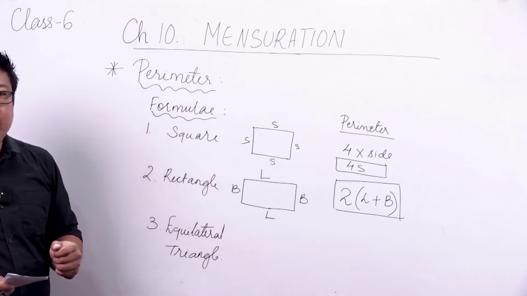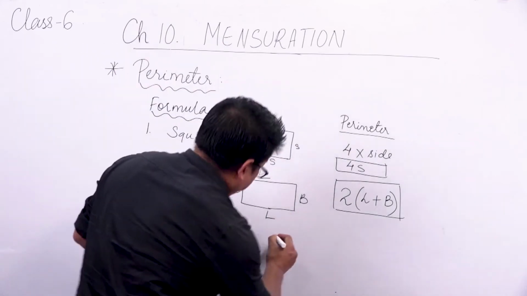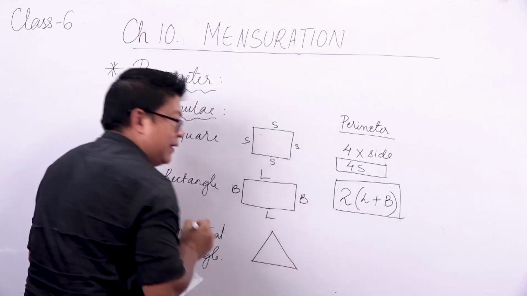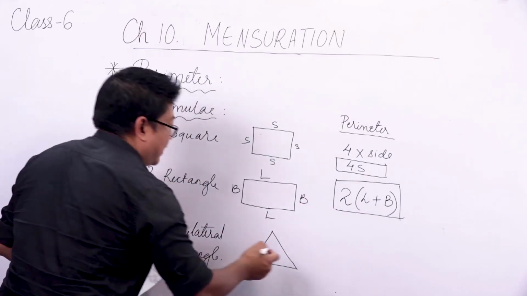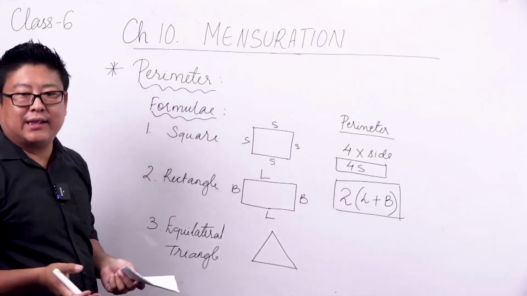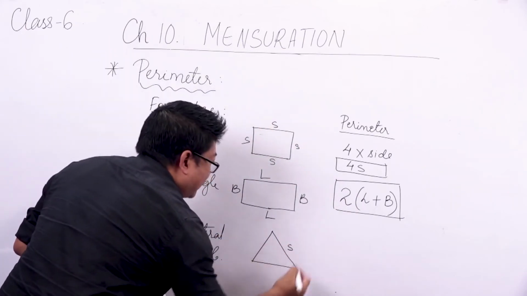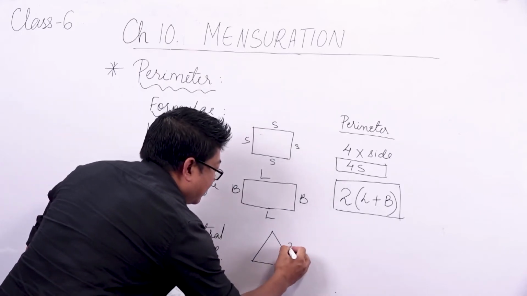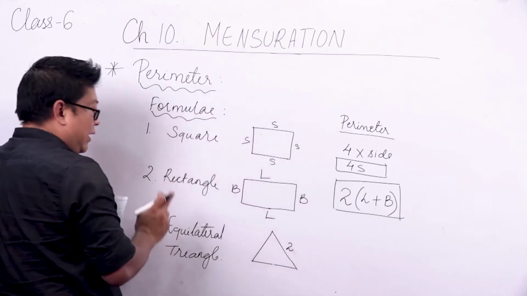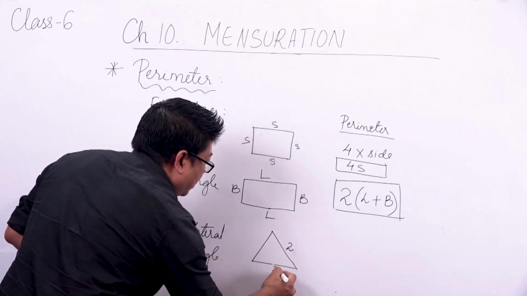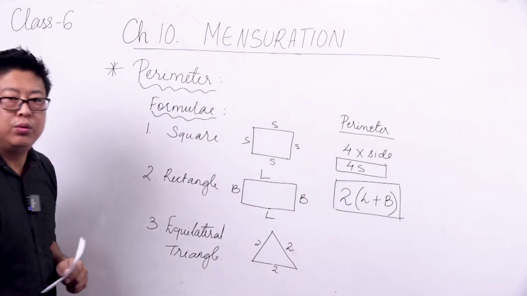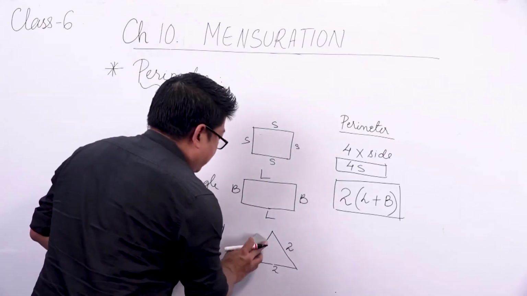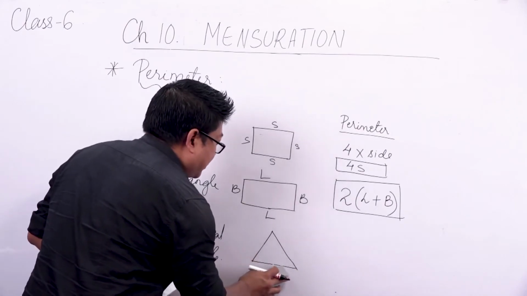In an equilateral triangle, we have a triangle in this manner, all right? And the specialty about this triangle is that it's like a square. All the sides are equal. So if I say that this side is 2, that means in an equilateral triangle, if one side is 2, the others are also 2. So similarly, it is the same as a square, but the only difference is its shape.